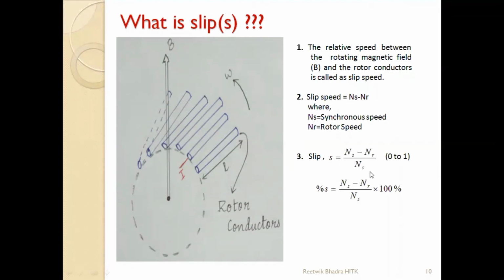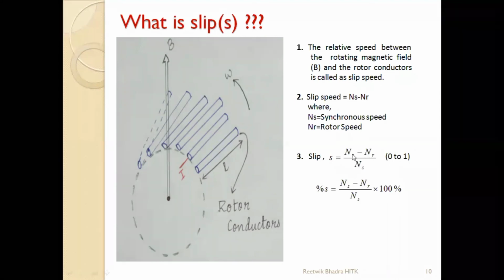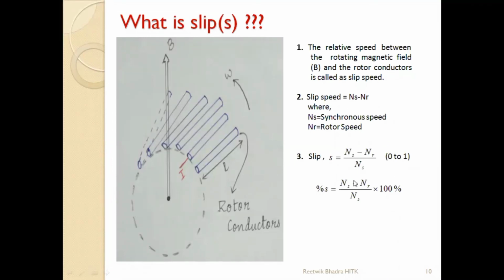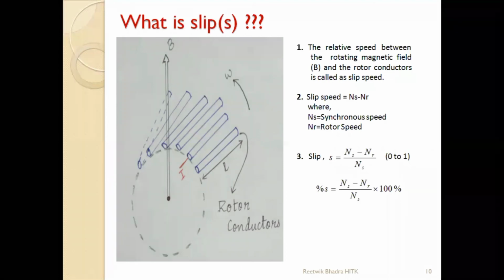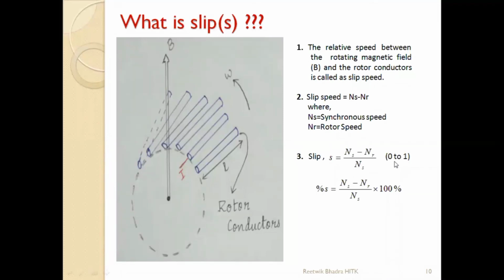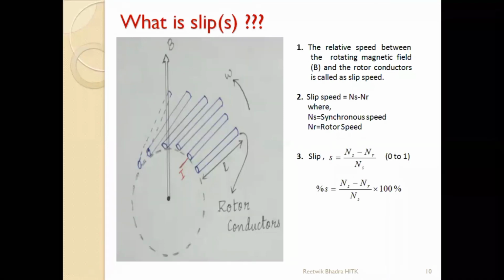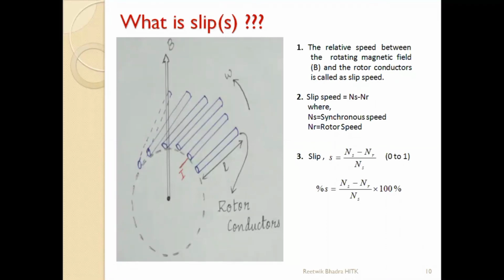The formula says 0 to 1 because ns minus nr by ns, if ns is 1500 and nr is 1000, gives 500 by 1500, which is always between 0 and 1. It will vary between 0 and 1. It can be negative also, it can be 2 also, but we are studying induction motor, that's why it is 0 to 1. For percentage slip, you multiply it by 100.